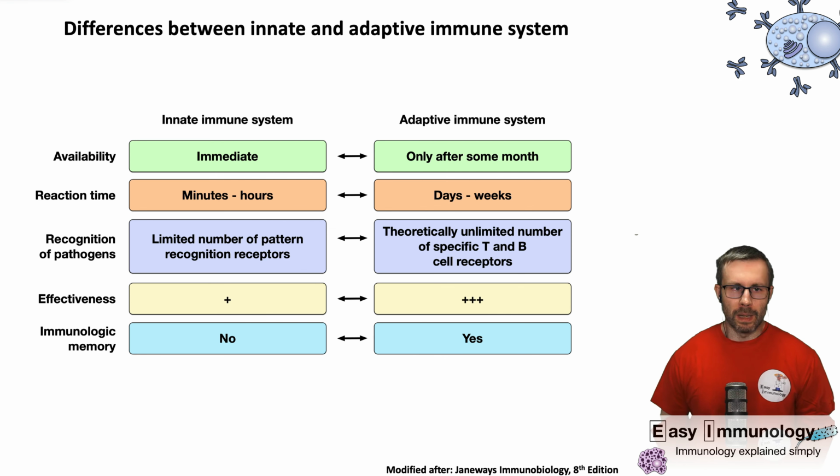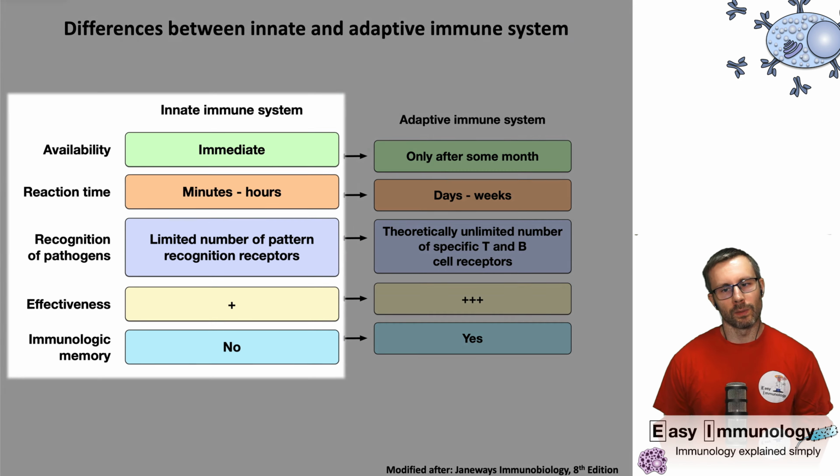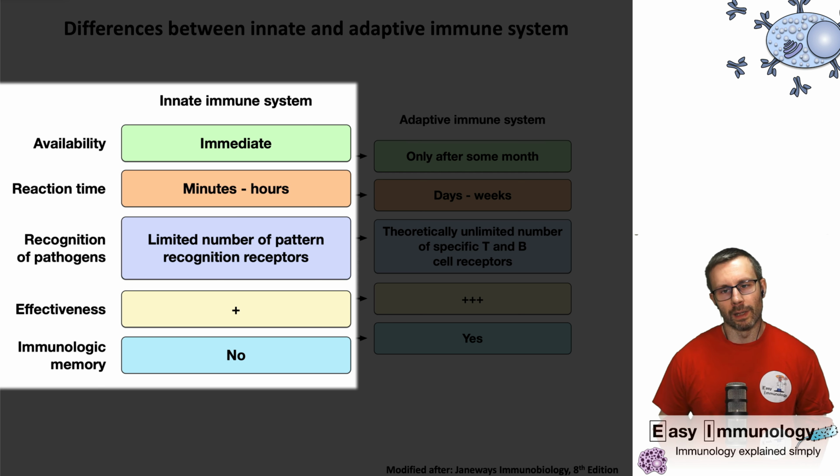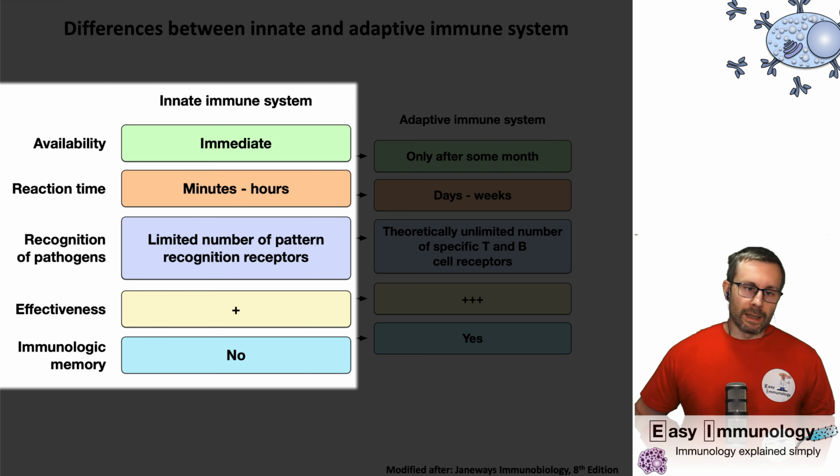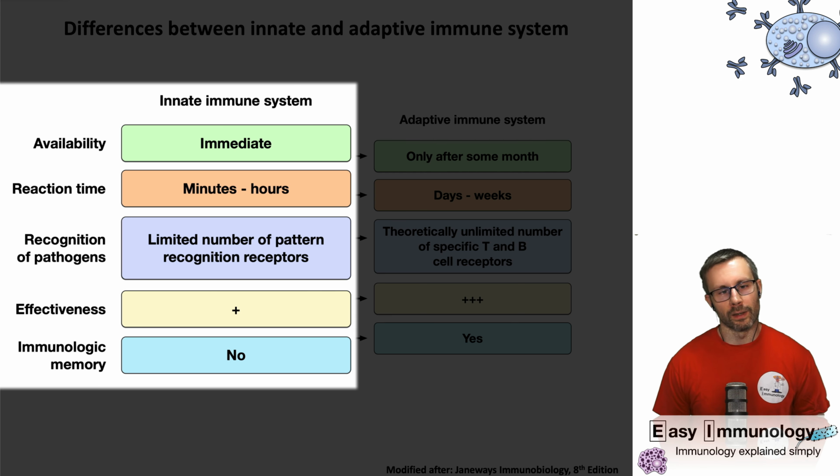So if we sum up, we have the innate and the adaptive immune system, and the innate immune system is immediately available directly after birth, more or less. They react within minutes and hours, so they eat up pathogens within seconds. The mast cell activation works within minutes, but they have to rely on a fixed set of pathogen recognition receptors that is the same in all of us. It's quite effective, but it does not form memory, as I told you.